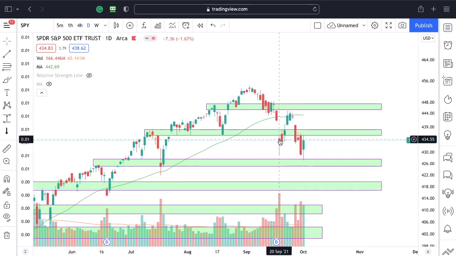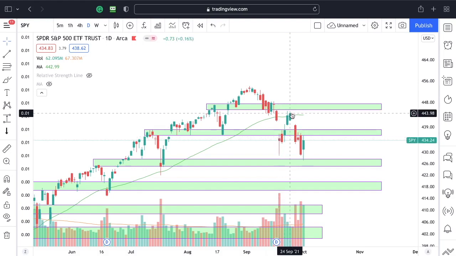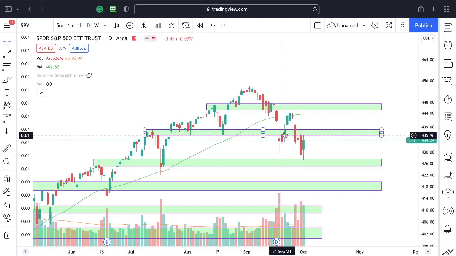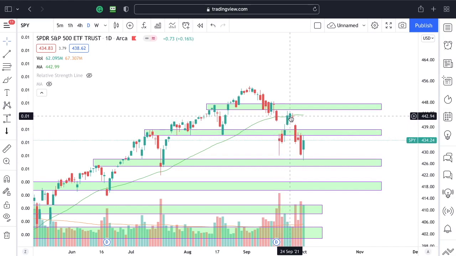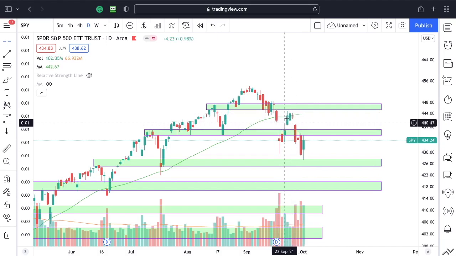And you'll see that after the break below the 50-day moving average, prices tried to rally back over here. Prices did rally back for a few trading sessions, but as prices reached back to the 50-day moving average, you'll see that the 50-day moving average has now turned into a resistance. You can see the resistance over here as prices hit the 50-day moving average.